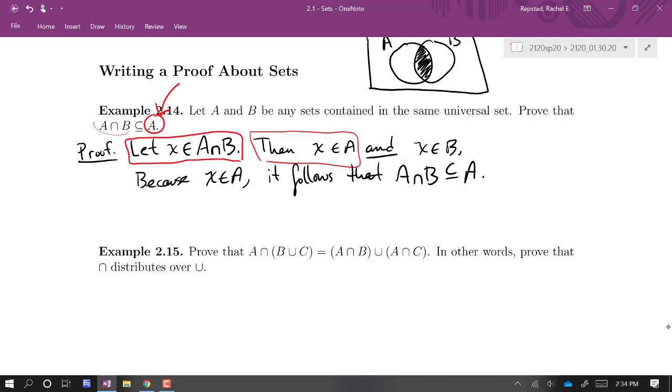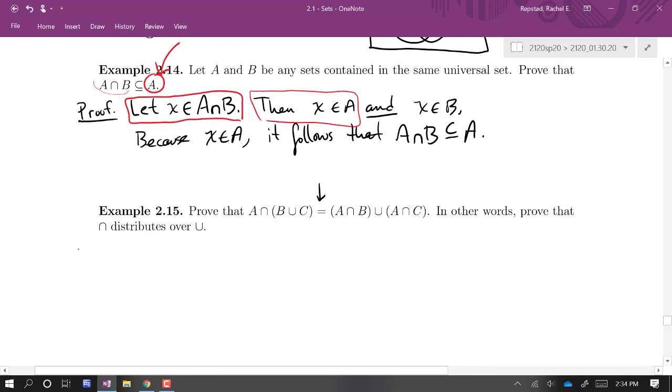So the first thing you might notice is that in this example, we're going to prove that two sets are equal, right? So we're going to prove two things. We're going to prove that the set on the left is contained in the set on the right, and that the set on the right is contained in the set on the left. So we're basically going to prove that intersection distributes over union.